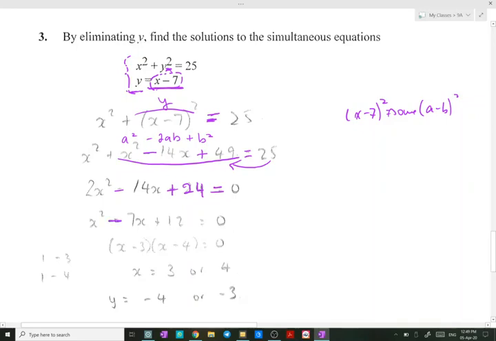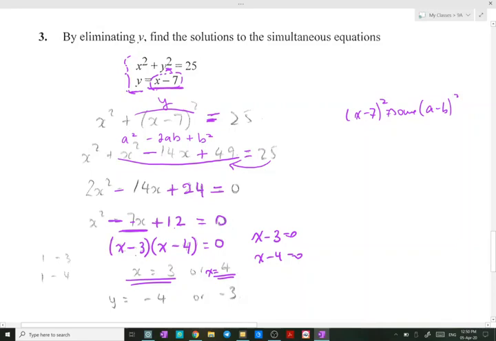Factorizing, you're going to use sum and product, so x squared is going to be x times x, and plus 12, you're going to have minus 3 and minus 4, because minus 3 times minus 4 gives you plus 12, and when you add them they give you minus 7, equals 0. So here you have either x minus 3 equal to 0, so x is equal to 3, or x minus 4 equals 0, so x is equal to 4.